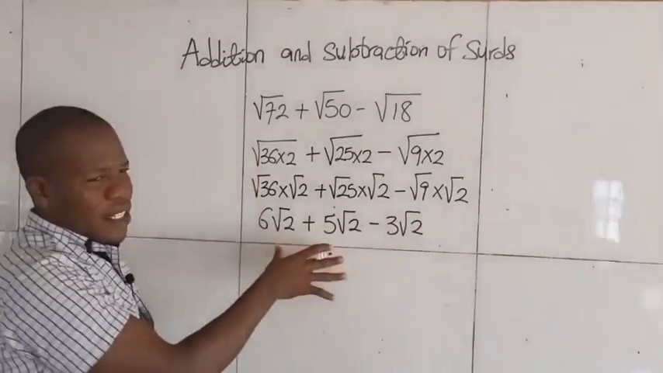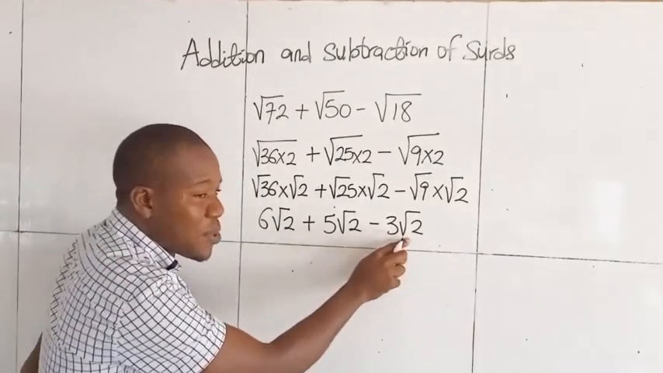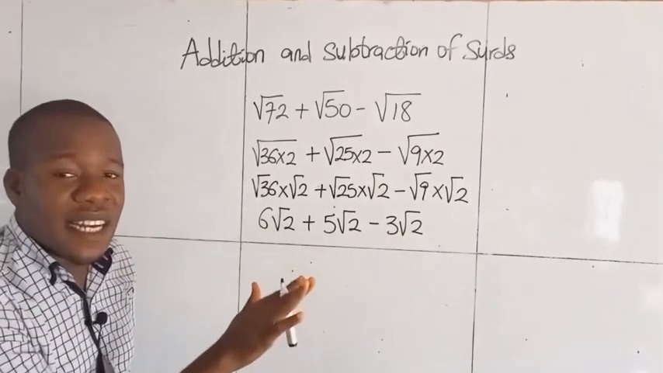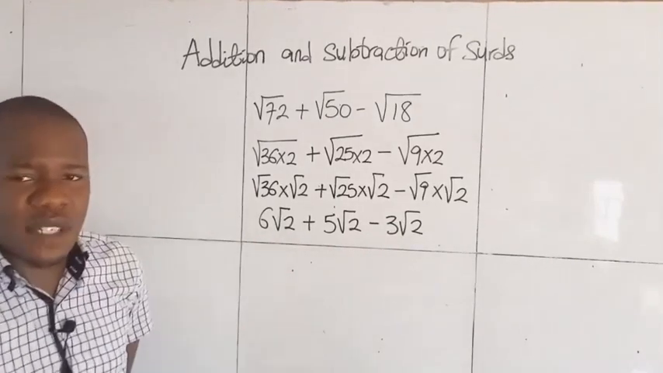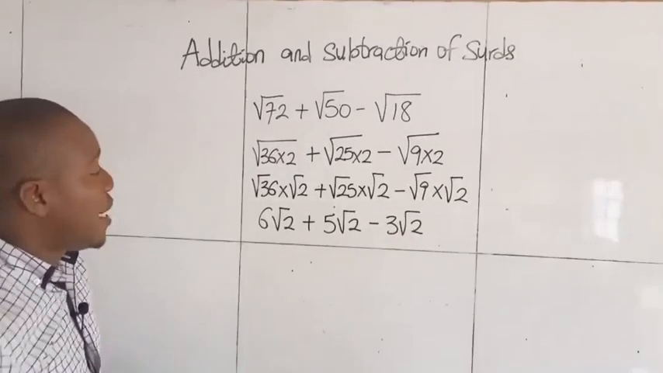So I want you to look at these surds clearly now. You can see that they ended with root 2, root 2, root 2. That's why they are called similar surds. So we can add them, we can subtract them because they ended with the same roots or with the same surds. So how do I add now?